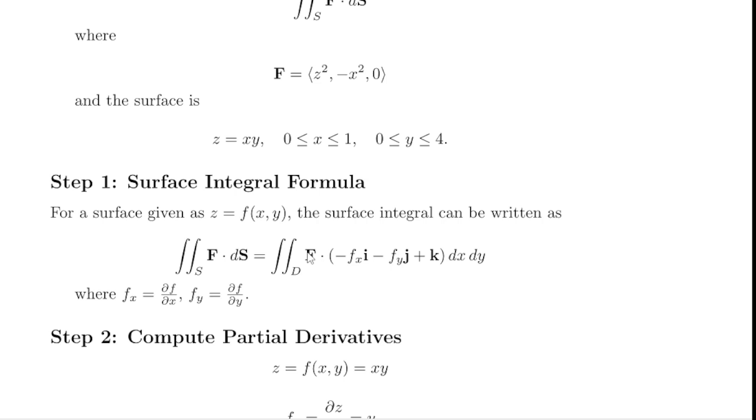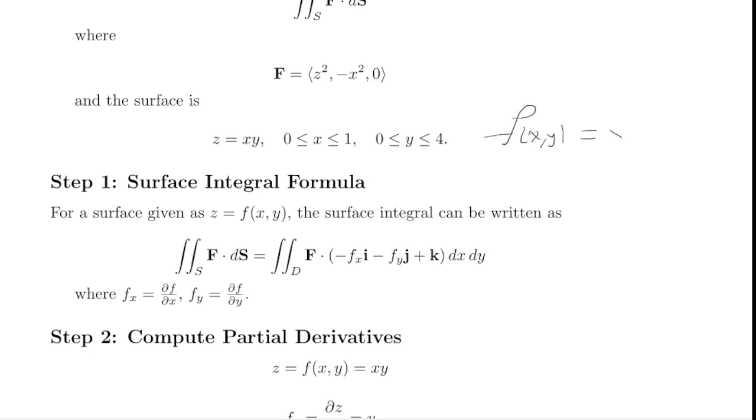So we're going to use F dotted with negative partial of f with respect to x i minus partial of f with respect to y j plus k, and then dx dy. So let's first compute the derivative. So z here is going to be our f of xy. So we have f of xy equals xy.